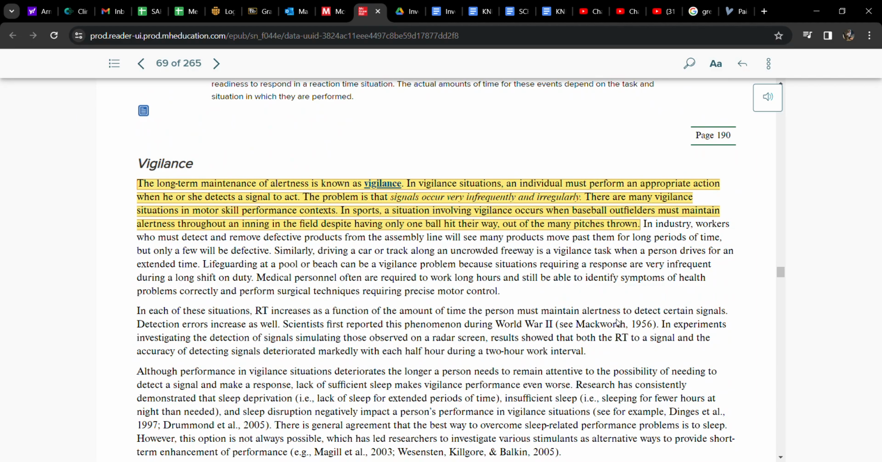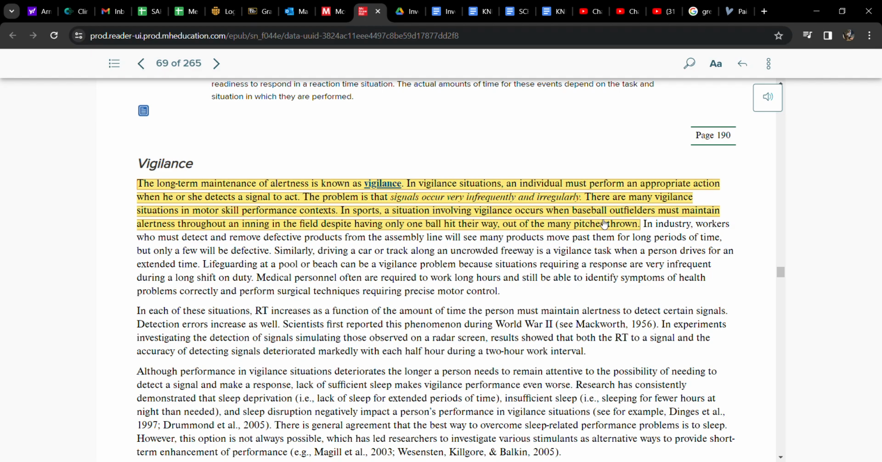So in vigilance situations, an individual must perform an appropriate action when he or she detects a signal to act. The problem is that signals occur very infrequently or irregularly. So there are many vigilance situations in motor skill performance contexts. In sports, a situation involving vigilance occurs when baseball outfielders must maintain alertness throughout an inning in the field, despite having only one ball hit their way out of many pitches thrown.